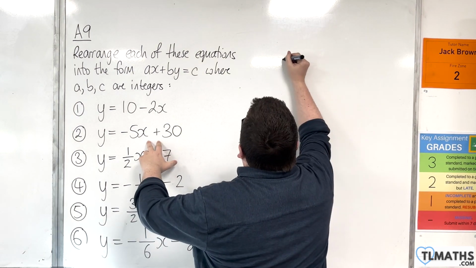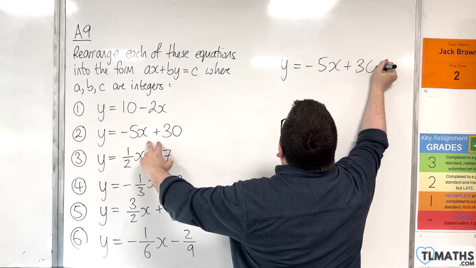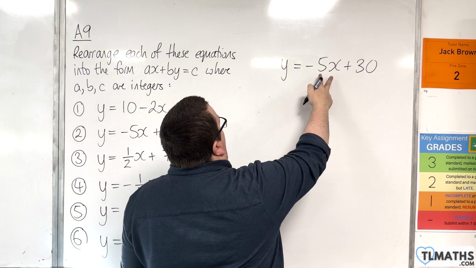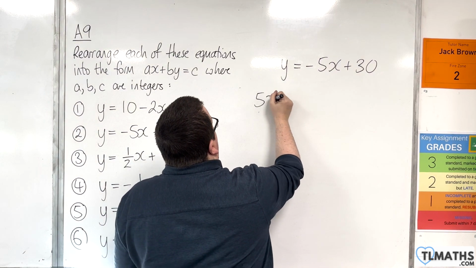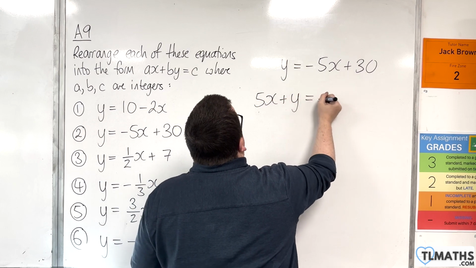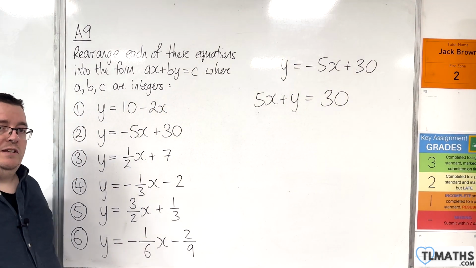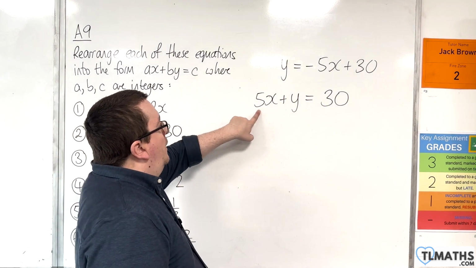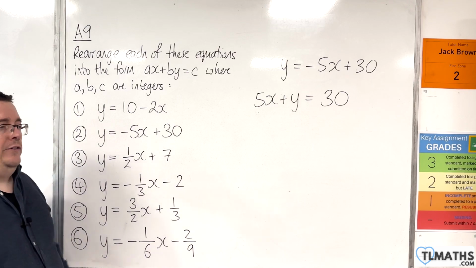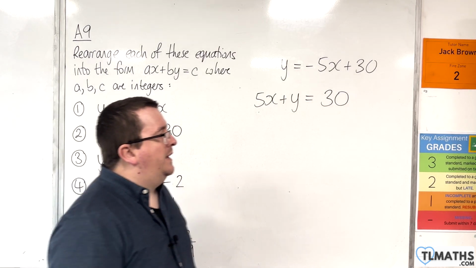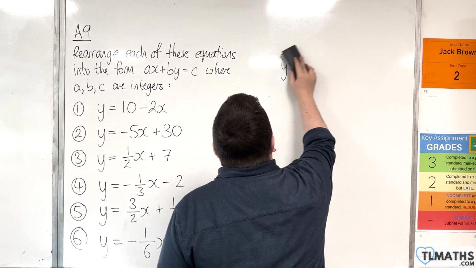The second one, y equals minus 5x plus 30. So if I add 5x to both sides, I can get the x's on the left-hand side. So 5x plus y, and I'll be left with 30 on the right-hand side. And that's precisely what I want. The a is 5, the b is 1, the c is 30. And so that's perfect. That's what I want, okay? So some of these we'll just be able to do in one line.